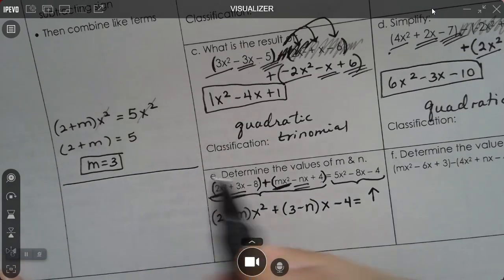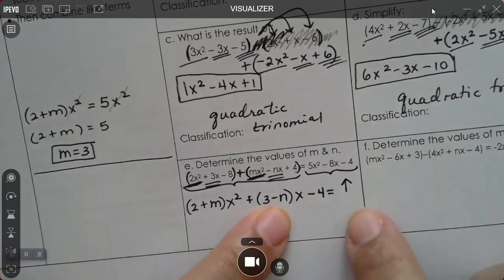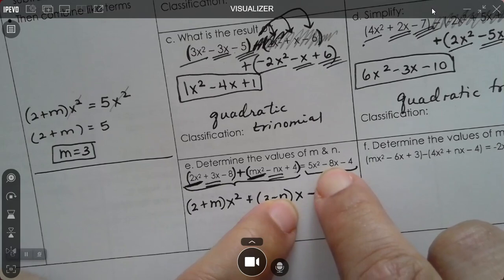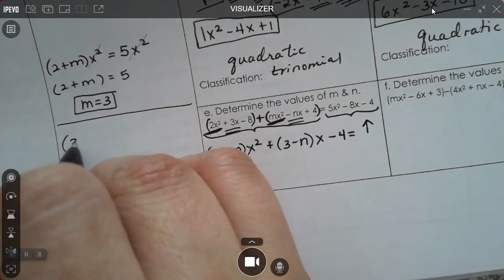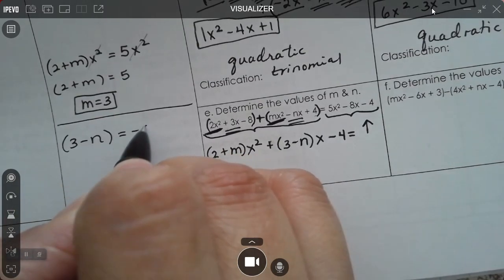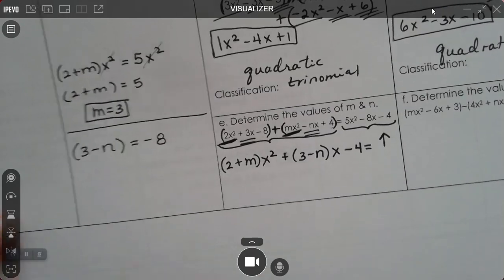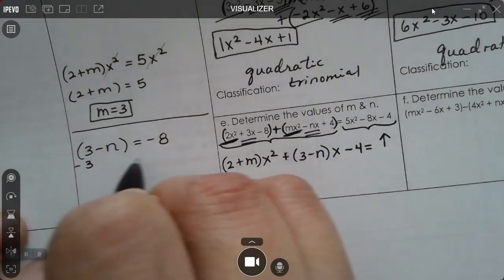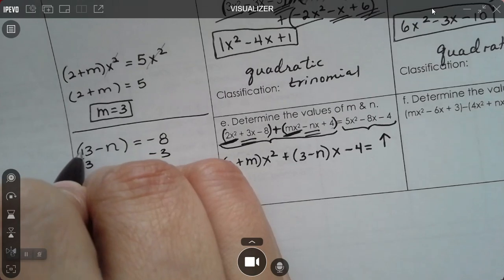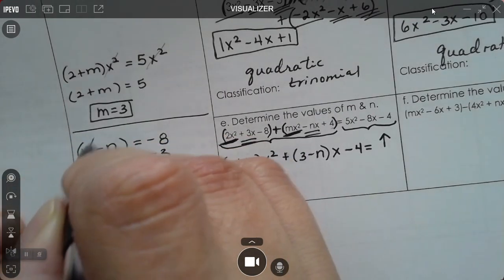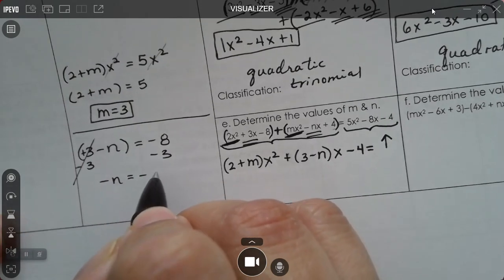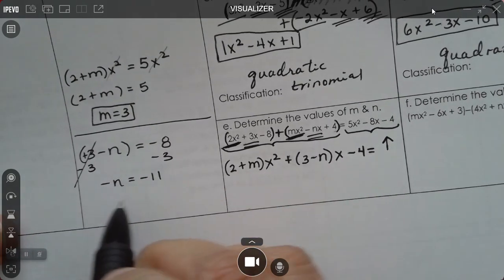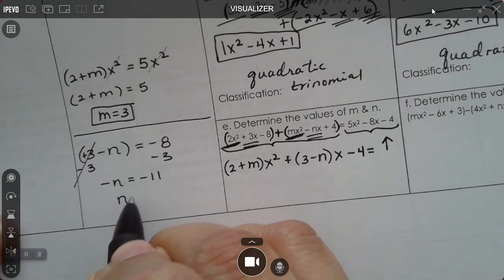Now the other one, 3 minus n is equal to negative 8. All right, if you can't quite see it, then let's just use our skills. If there's positive 3, we need to subtract 3 on both sides. Because it's positive, the opposite would be negative 3. Negative n equals negative 11. And since they're both negatives, that means that they're both positives, right?